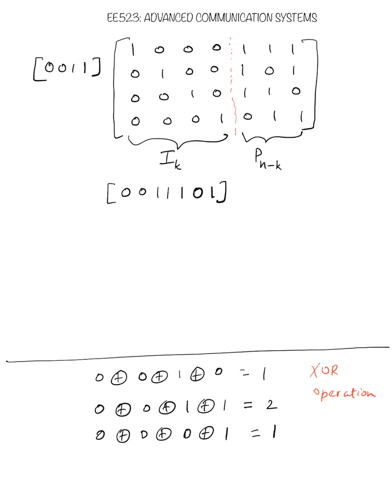So this process of producing the code words from the messages is called the encoding process. Okay, we call this encoding. Encoding is the process of generating code words from messages, and this is what happens at the transmitter side.